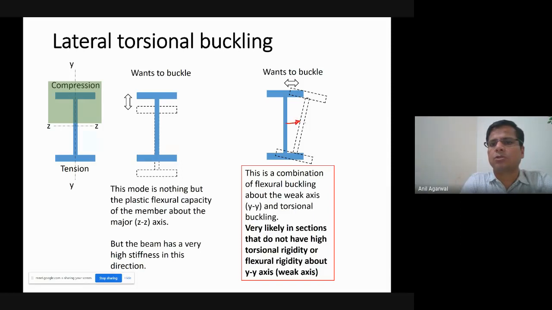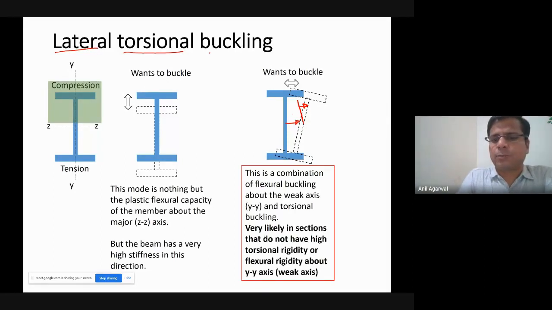What you will end up with is a lateral movement and also a rotation. Why rotation? Because one part wants to move more than the other part. That's why rotation, and as a net, you will have some lateral movement. So that's why these two words come: lateral torsional buckling, because there is a lateral movement and there is a twisting, torsion, going on. So this kind of buckling is called lateral torsional buckling. This is also very similar to the flexural torsional buckling that you might have been taught about in the column chapter.